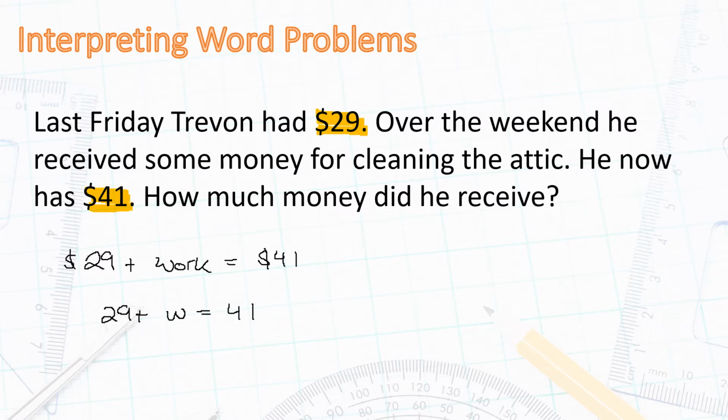Now, this looks like an equation that we've been working with for the past couple of days. We would subtract 29 from both sides. So then we get W on its own. W is equal to 41 minus 29, which would be 12. So work, he received $12 for cleaning the attic.